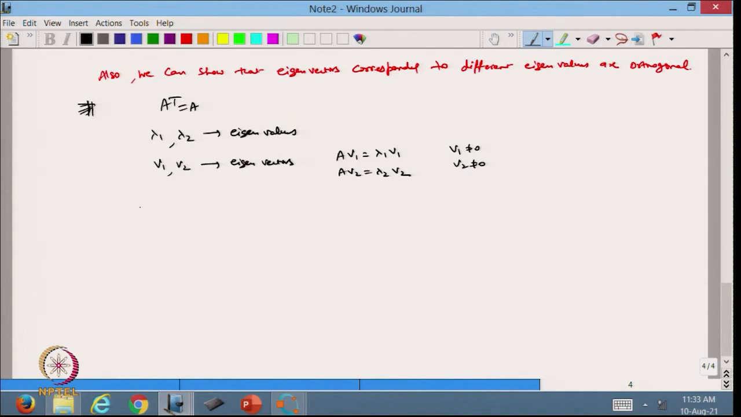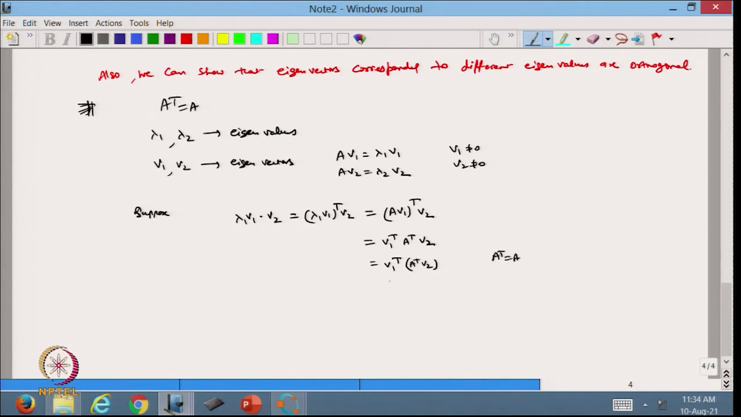Now, let us take lambda 1 V 1 and take the dot product with V 2. So, I can define this as lambda 1 V 1 transpose V 2. Now, lambda 1 V 1 is A V 1, so it is equal to A V 1 transpose V 2. From here, I can write this as V 1 transpose A transpose V 2.